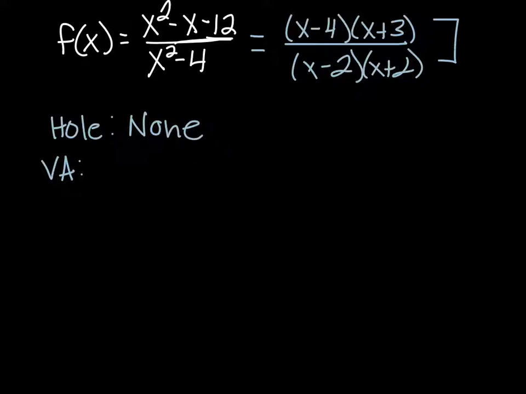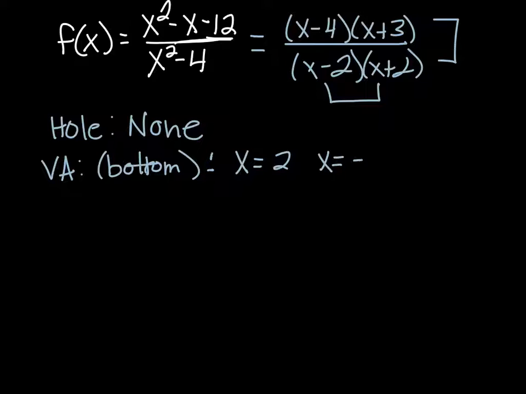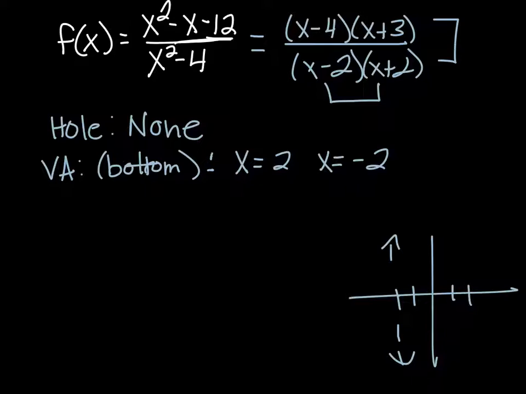The vertical asymptotes come from the bottom, or the denominator, and it's the remaining factors. So I'm going to set each one of these factors equal to 0 and solve. Therefore, x equals 2 and x equals negative 2 will be the vertical asymptotes. And if I was to draw this out, at negative 2 and at positive 2 would be two imaginary lines.